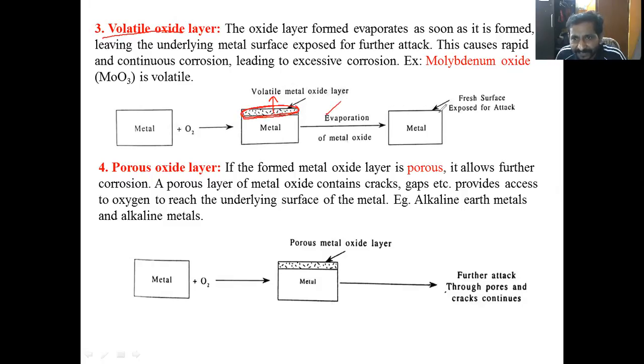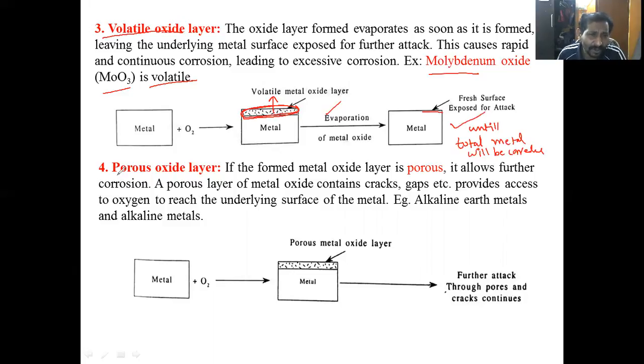So once again the fresh metal surface will be exposed. The fresh metal surface will again react with the oxygen to produce the volatile metal oxide, which will evaporate and fresh metal will be exposed, until the total metal is corroded. Remember that: until the total metal is corroded. The best example for this is molybdenum oxide. The molybdenum metal reacts with the oxygen to produce the volatile metal oxide MoO3, which easily evaporates from the metal surface. Easily evaporated means fresh metal surface is obtained again, which reacts with the oxygen and evaporates again, until the total metal is corroded.